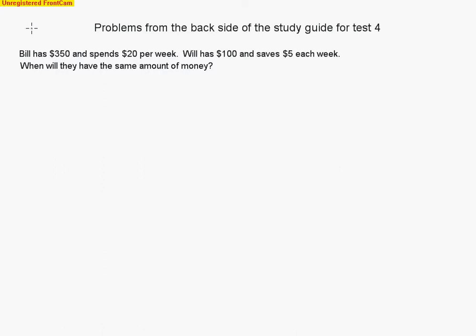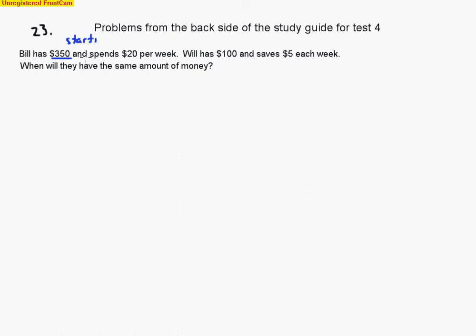So number 23. Let's take a look at the important information from this problem, and we'll try to gather enough to be able to write an equation to match it. So let's see, Bill has $350. When it says he has $350, this means that this is what he started with.